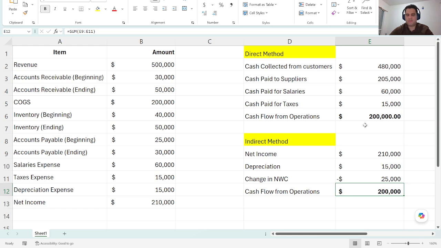This direct or indirect method of preparing cash flow statement only applies to the cash flow from operations, whereas the treatment for the cash flow investing and financing remains the same.